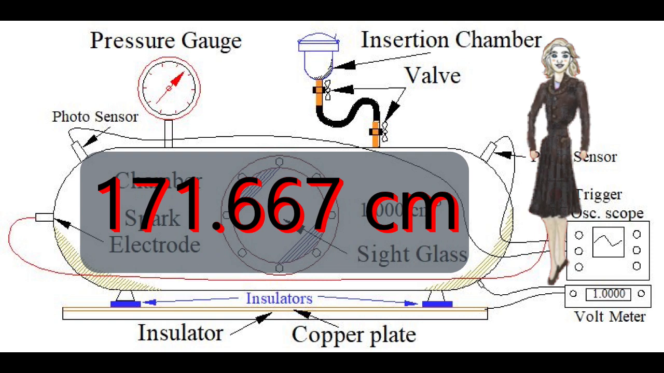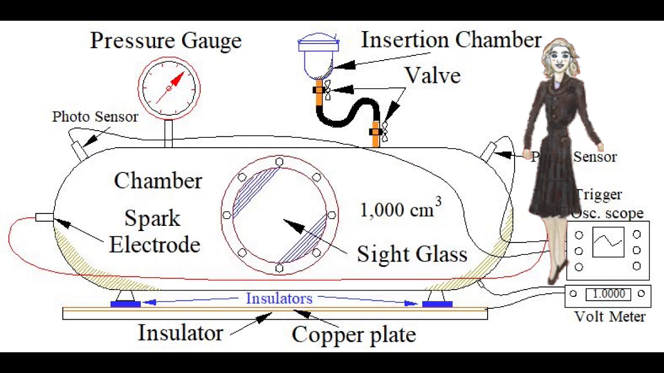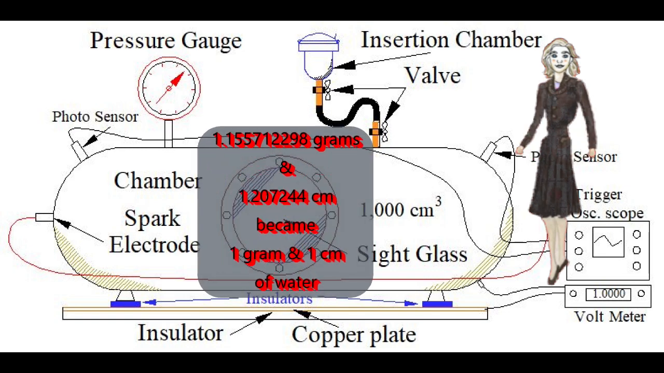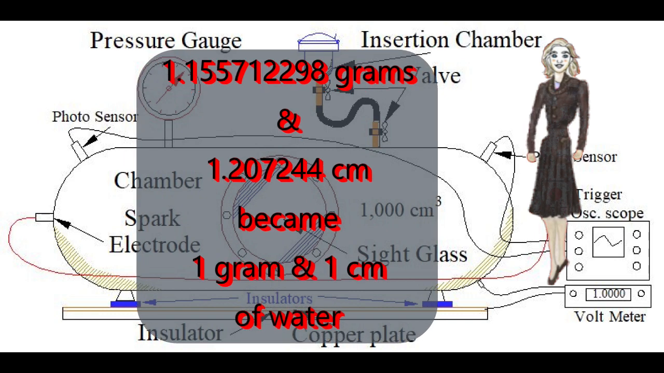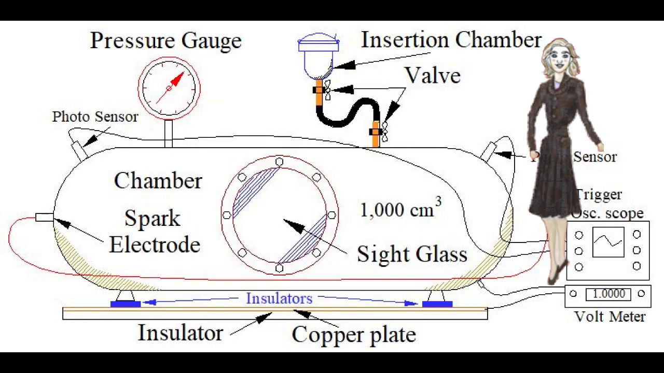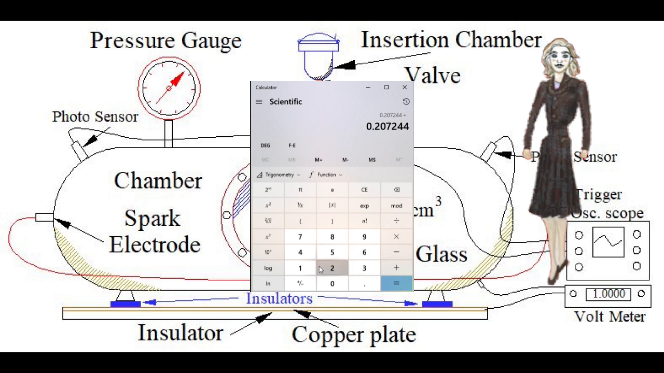Just play along. We are extrapolating the expected volume loss, because we know, as stated previously, 1.15571228 grams and 1.207244 cubic centimeters of liquid, evaporated to gas, turned into 1 gram, and 1 centimeter, of water, which is now a vapor. So, we will now apply the percentage. If you do not get the same results, you are not hyper-calculating.